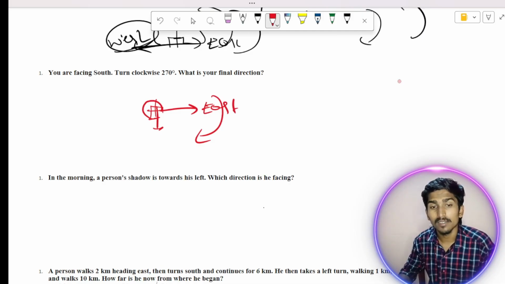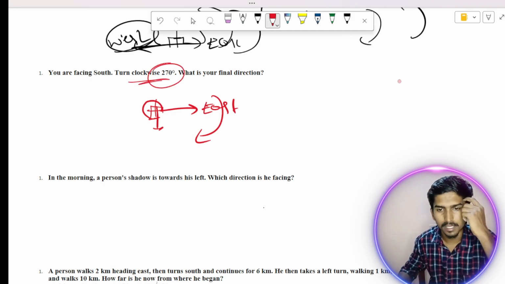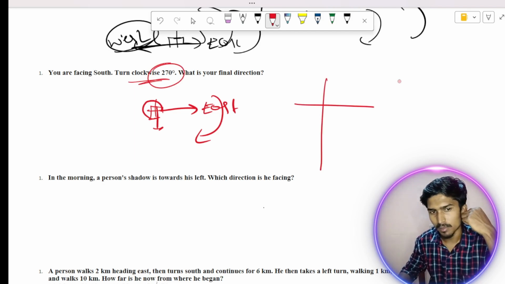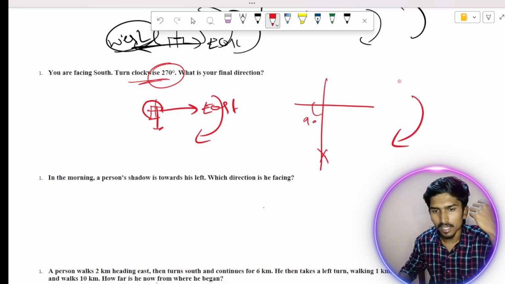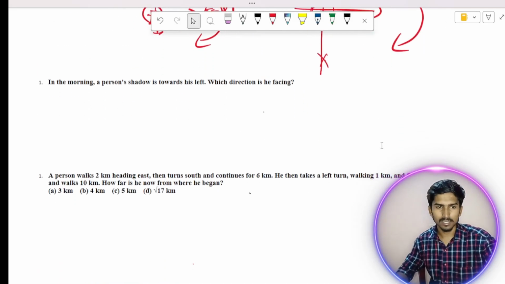Without asking directly about a left turn, they are asking with respect to degrees, angles. You should remember these methods. For example, make the plus symbol there. He is facing south. This is a 90-degree turn in the clockwise direction. You should make this diagram: 90 degrees, 90 degrees, 90 degrees. This is a total of 270 degrees. That means he turned this side, which is the east direction. Very simple. Make diagrams and you will get it easily.